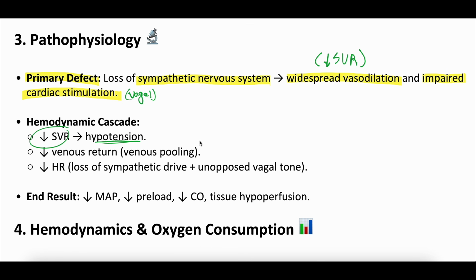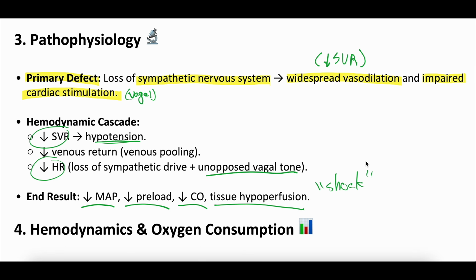Okay, when you get hypotensive, you get some venous pooling because when you get vasodilated, you can't mobilize as much of that volume from unstressed to stressed to send it back to the heart. So you get increased unstressed volume, decreased venous return, more venous pooling. And then you get that unopposed vagal tone, that unopposed parasympathetic, leading to a decreased heart rate. So bradycardia, hypotension, venous pooling, warm, neurodeficit. All this to say the end result is a decrease in your mean arterial pressure, decrease in your preload, decrease in your cardiac output, and resulting tissue hypoperfusion, aka shock.